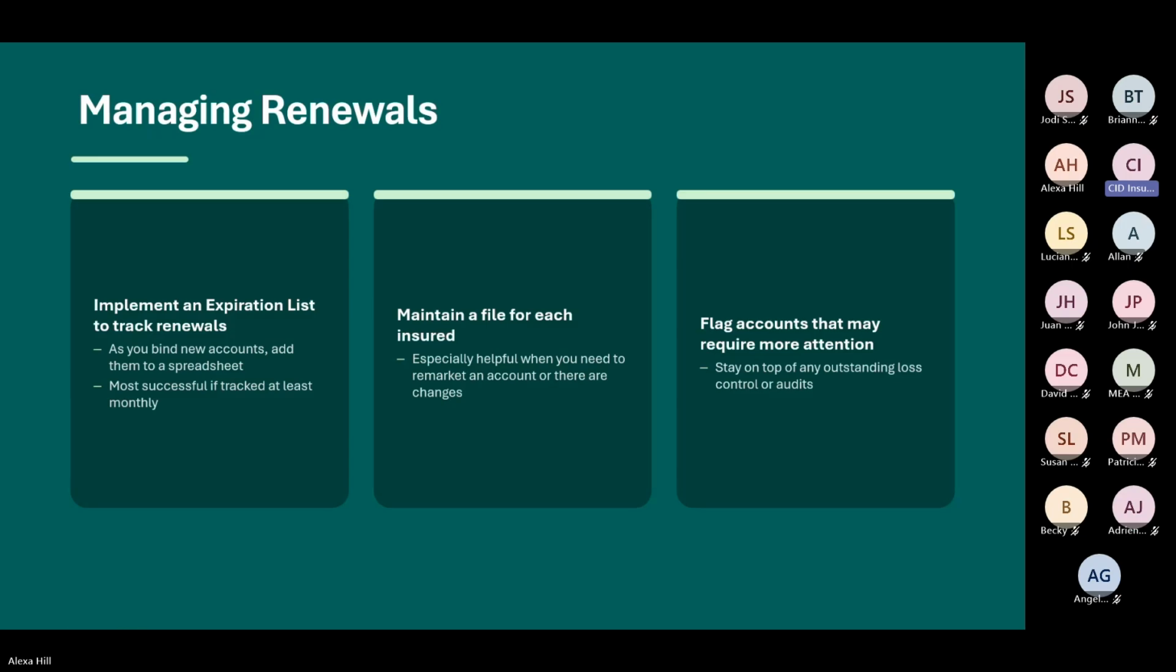The most successful tool in managing your renewal book is implementing an expiration list to track your renewals. If you don't already have a system in place for this, I suggest starting a spreadsheet through the platform of your choice, and as you bind new or renewal accounts, add them to a spreadsheet. We'll go over key components for an expiration report in the next slide.